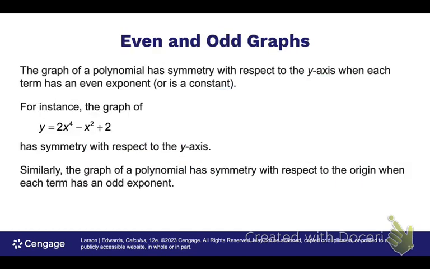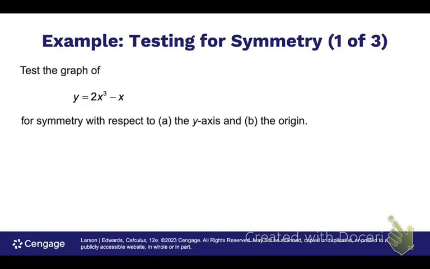Okay, test the graph of y equals 2x cubed minus x with respect to the y-axis and the origin. I don't know why I didn't say x-axis. Okay, so y-axis, what did we need to change? The x. Okay, so I always just put y-axis.